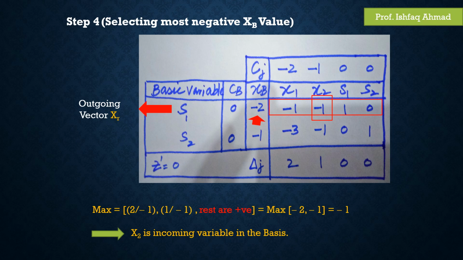Now how do we decide the incoming variable? For this maximum value, we find the incoming variable. For example, this maximum value was from delta J's value, that is 1, and if we look at the top of this column, we find the variable x2. So x2 will be incoming in the basis and s1 will be outgoing from the basis.